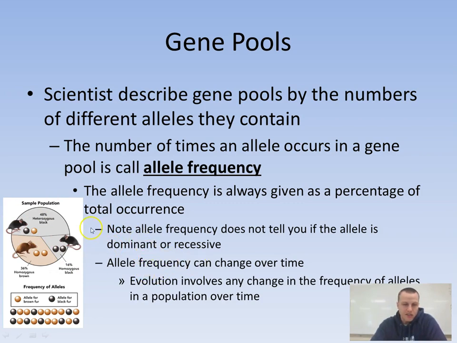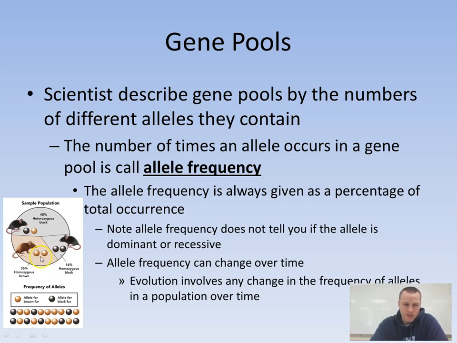And we'll get to that here in a little bit. So go into this little diagram here. This looks like a sample of mice color within a population. And what we can see here is that 36% of them are homozygous brown. So let's say this is the recessive trait here.